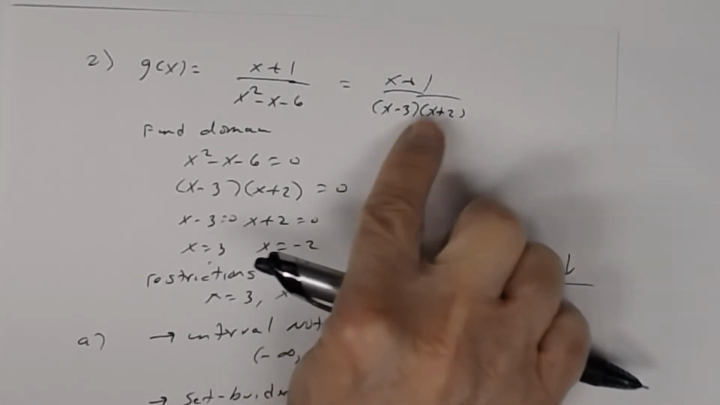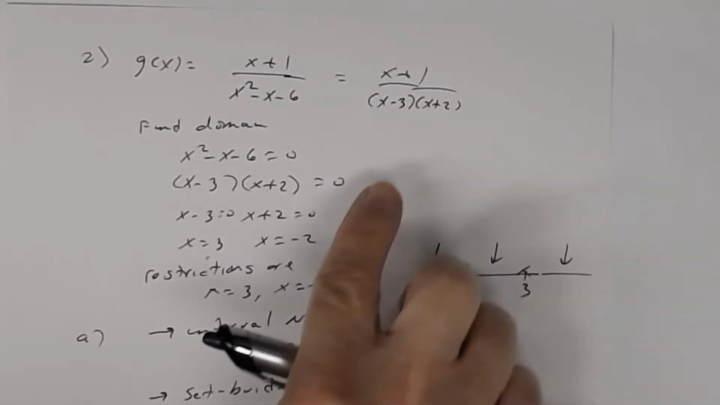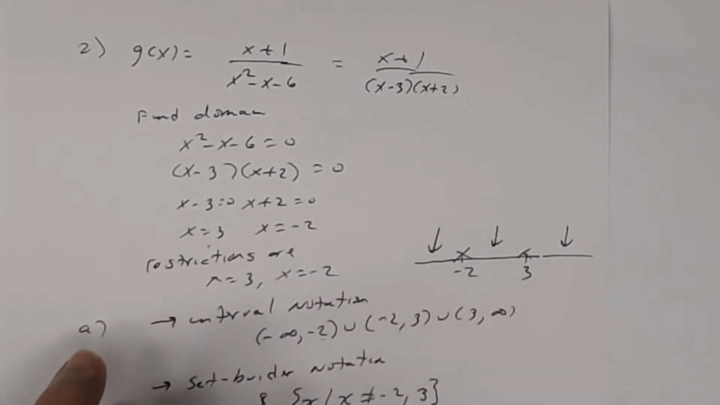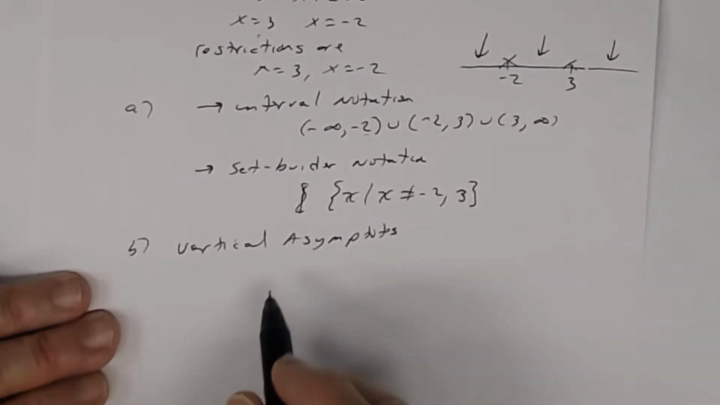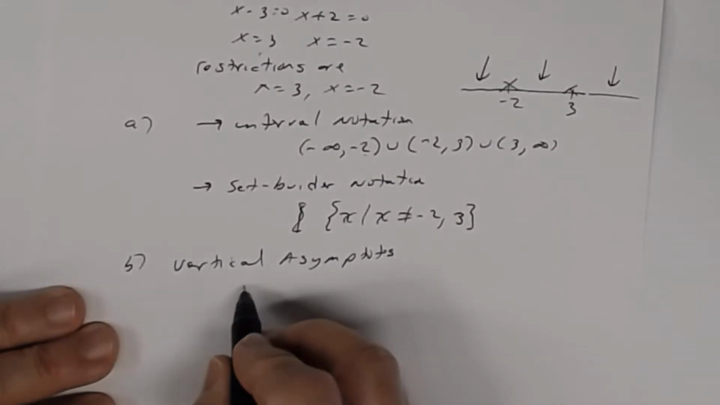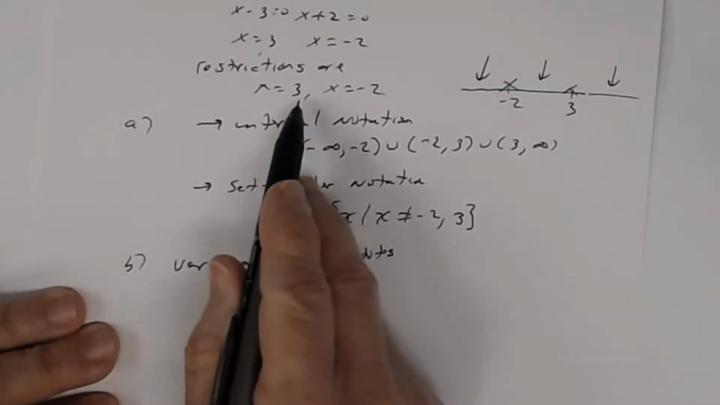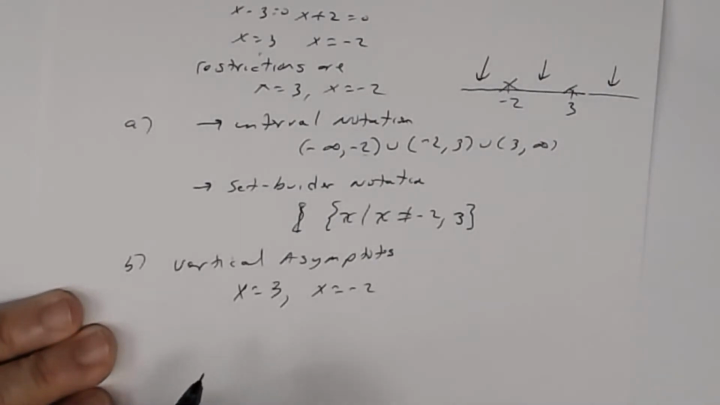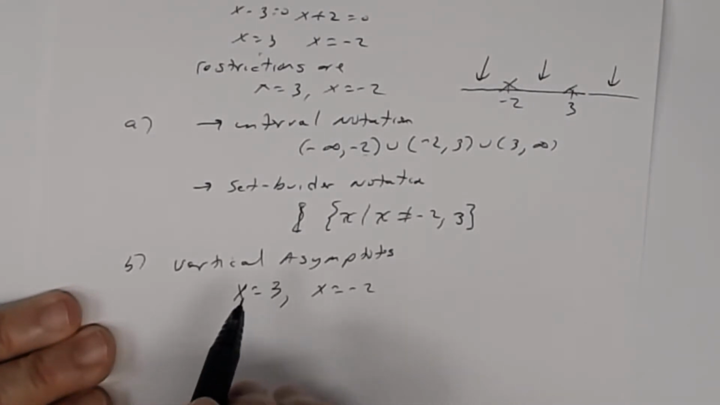And so notice you have two factors here in the denominator. Those are two distinct factors, so you have two restrictions. So your vertical asymptotes, there are two of them because you have two restrictions. You're going to say the vertical asymptotes will be x equal 3, comma, x equal negative 2. All right, now remember, you must say x equal.